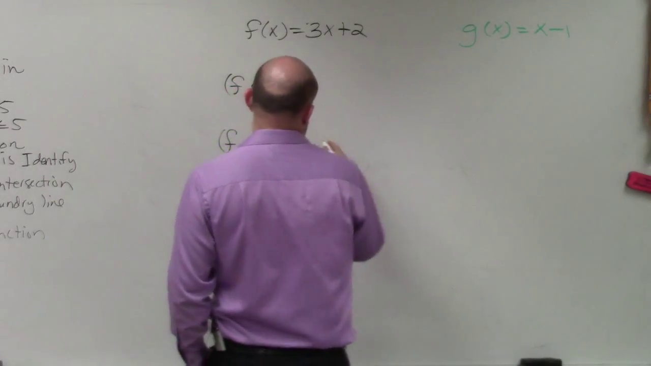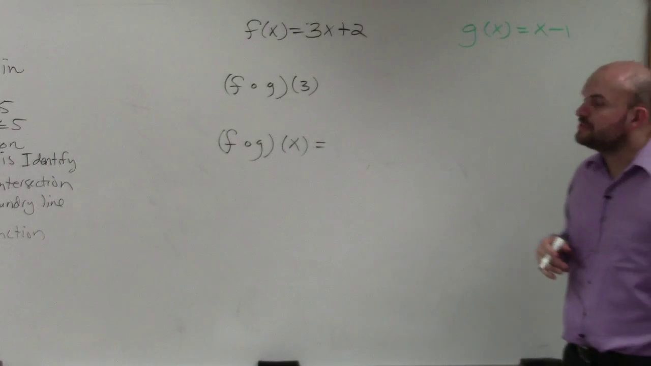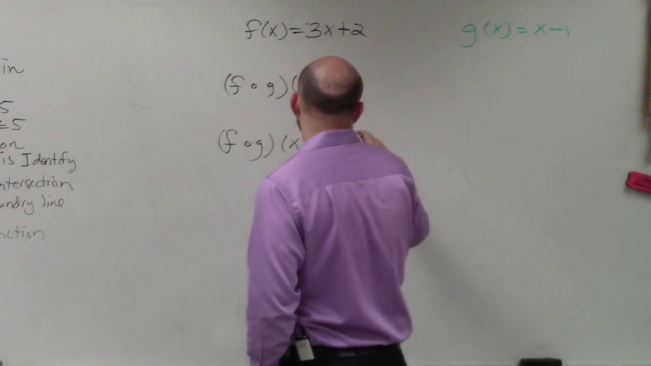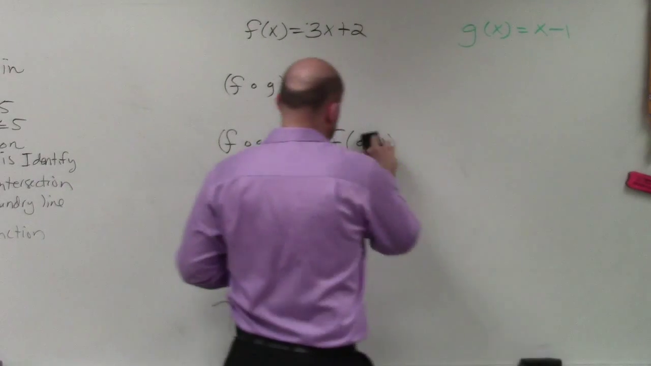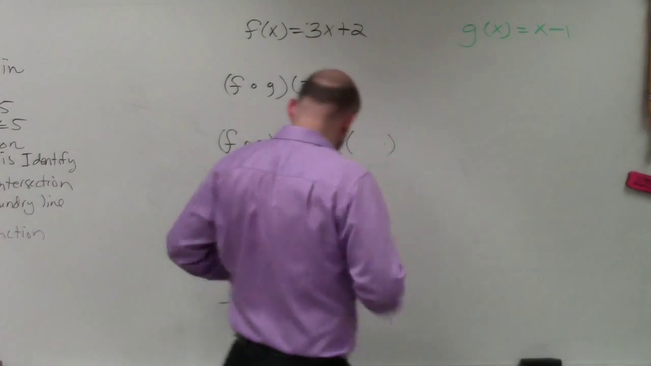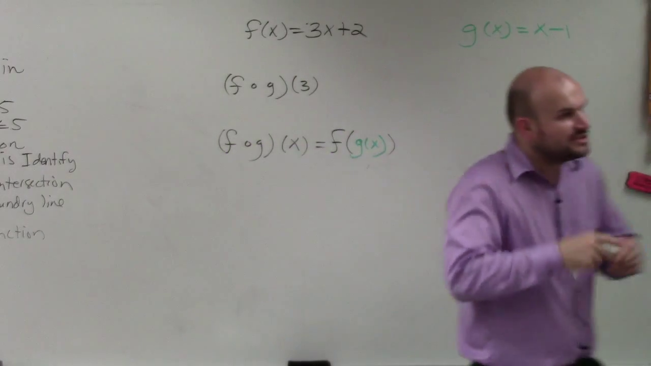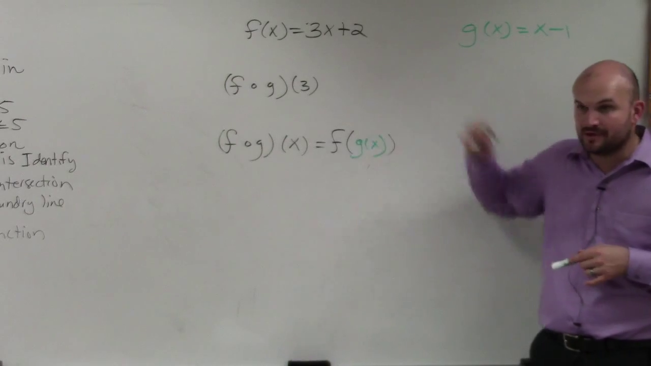All right, so let's do f of g of x, and then I'll show you how to evaluate anyways. So please remember, when you have f of g of x, what I'm asking you guys to do is do f of g of x. Let me color code these. All I'm asking you guys to do is do f of g of x. That means for whatever my input variable, I'm now going to plug in g of x.